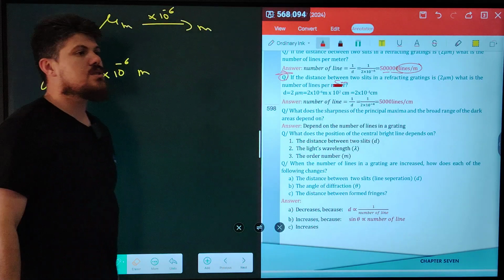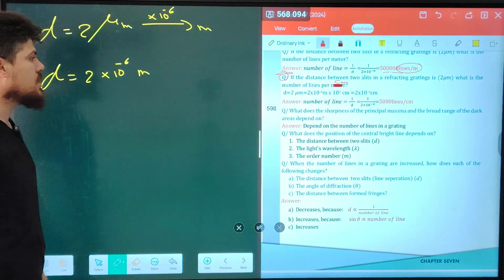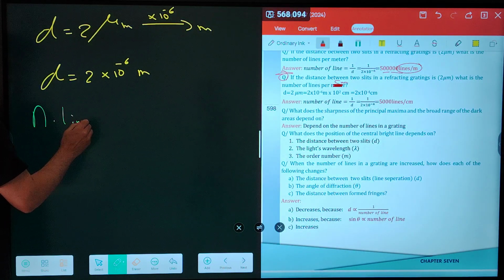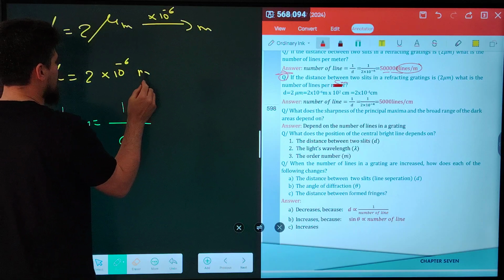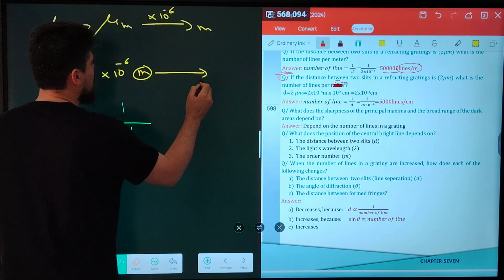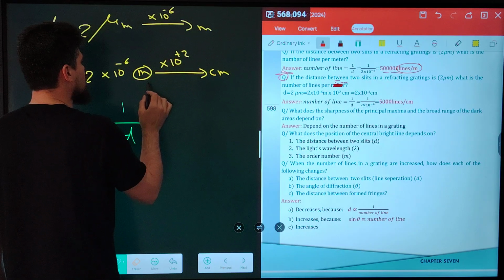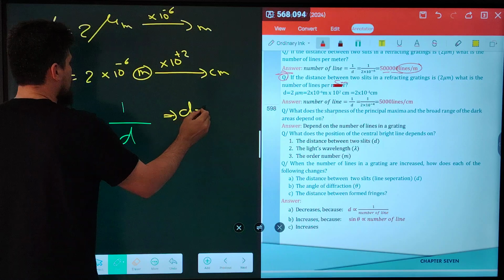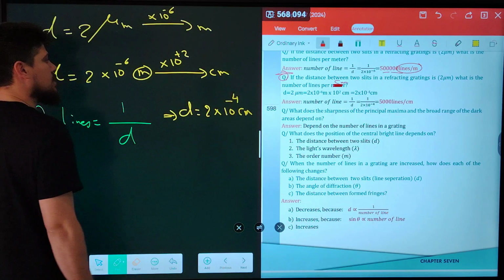How many lines do we have in 1 centimeter, or per centimeter? Number of lines per centimeter is unknown. Number of lines is equal to what? Is equal to 1 over D. But this D should be in centimeter. Now the distance is given in meter. Convert to what? Centimeter. How? Multiply by 10 to the power positive 2. D is going to be what? 2 times 10 to the power negative 4 centimeter.